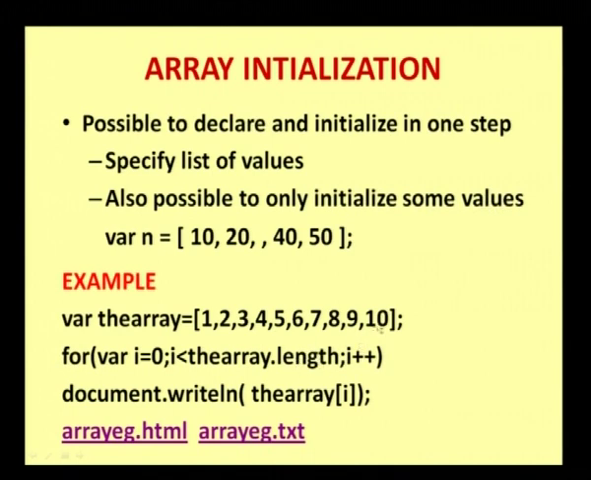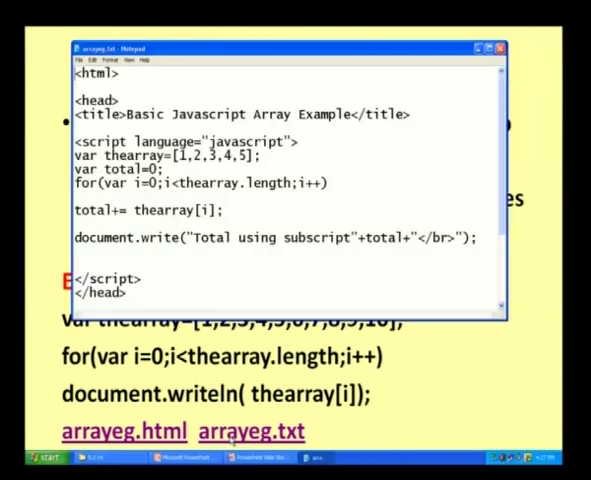So it returns the length of the array. So here it is 10. Up to 10 it prints the value present in each position of the array. So let us see an example for adding the elements of an array using a subscript.